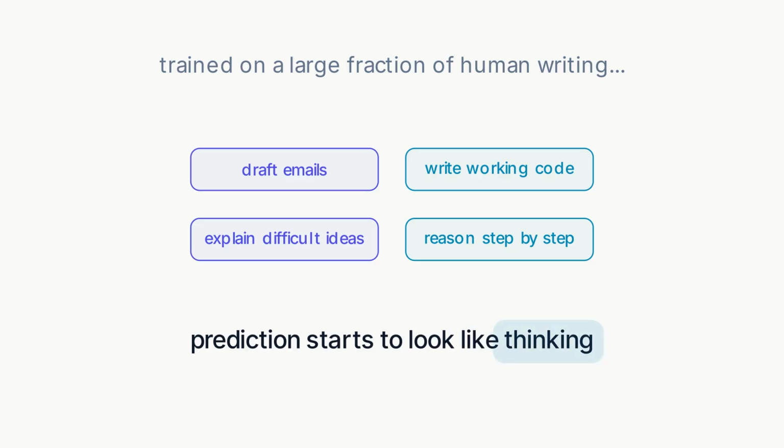When you train that prediction engine on a large fraction of everything humans have ever written, strange abilities start to appear. To predict the next line of a broken program, the model has to internalize how code works. To predict the ending of an argument, it has to follow the logic, so the model can draft emails, write working software, explain difficult ideas simply. Even reason through problems it has never seen, step by step. At sufficient scale, prediction starts to look a lot like thinking.